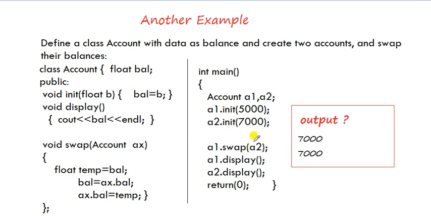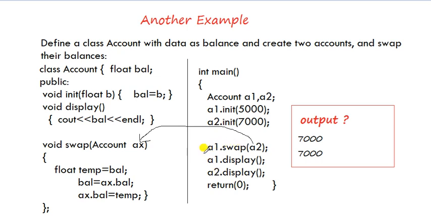Say you can see here, so the A2 is passed as a value. It is not passed by reference. If you pass it by reference, then what happens? The modification will reflect back. But let me explain why it is 7000, 7000.